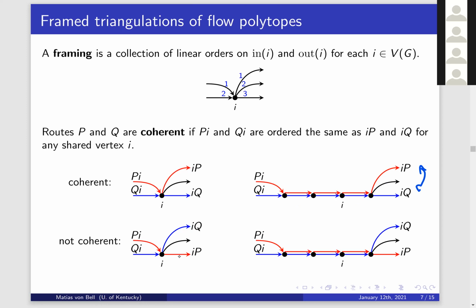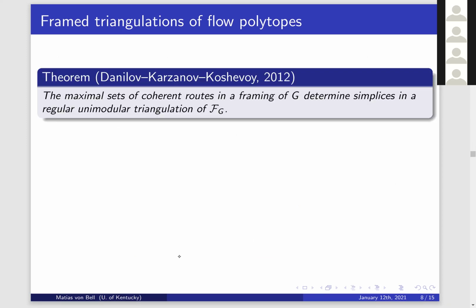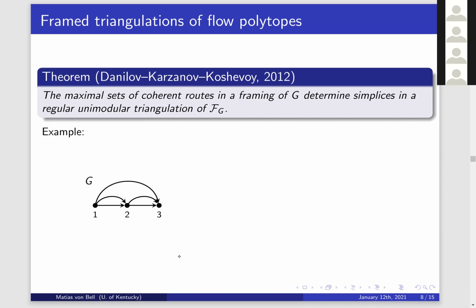So this notion of framing induces triangulation on flow polytopes, and this is a result by Danilov, Karzanov, and Koshevoy in 2012 that appeared also in FPSAC. And it says that the maximal sets of coherent routes in a framing of G determine simplices in the regular unimodular triangulation of the flow polytope.